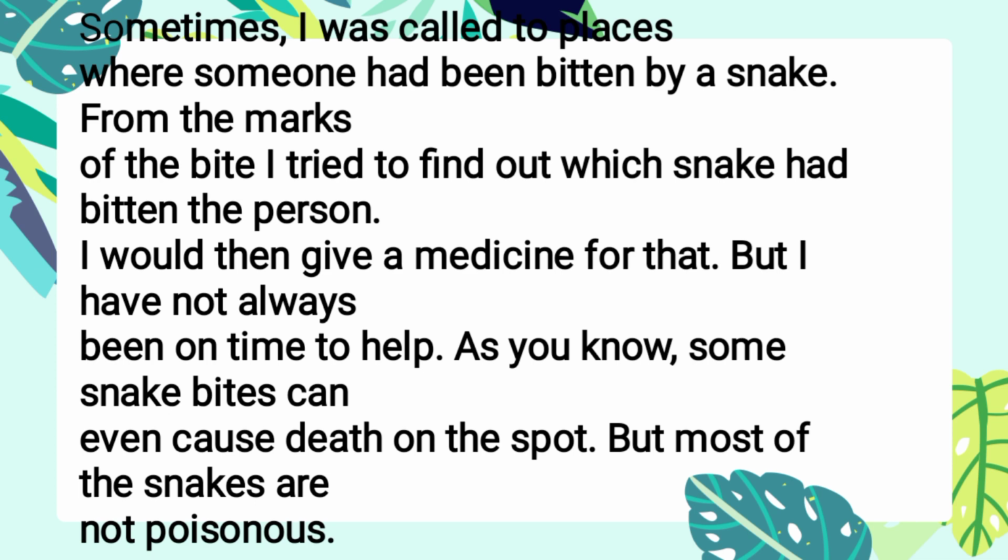Sometimes I was called to places where someone had been bitten by a snake. From the marks of the bite, I tried to find out which snake had bitten the person. So here Aryanath's grandfather is narrating all these stories to Aryanath. So he is telling that the people used to call him to the places where a snake had bitten a person. So by seeing that bite, he tried to find out which snake had bitten the person.